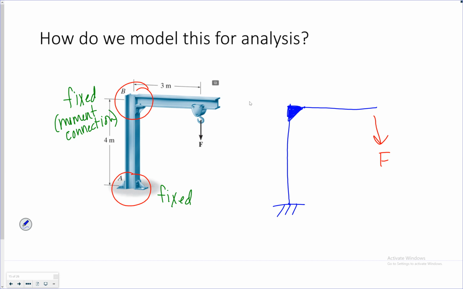And with that, we've wrapped up what is a structure. And next up will be what is a load. Be sure to write down any questions you may have. Thank you.